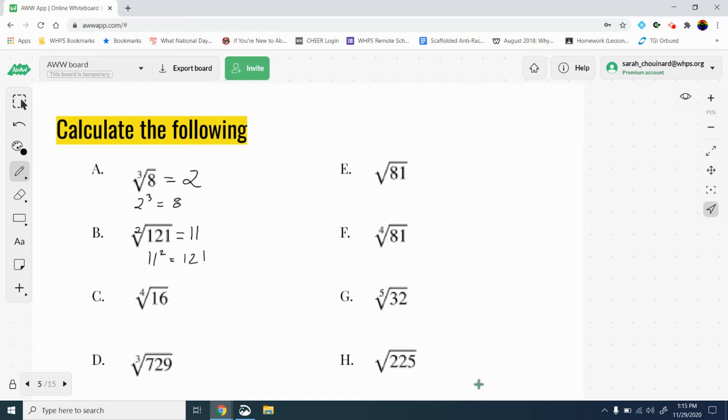Now, 4th root of 16, this is where knowing some of those powers by heart is helpful, because 2 to the 4th is 16. So the 4th root of 16 is 2. The cube root of 729 is 9, because 9 cubed is 729, and so on and so forth. So that's why having those powers memorized just makes this process much quicker.